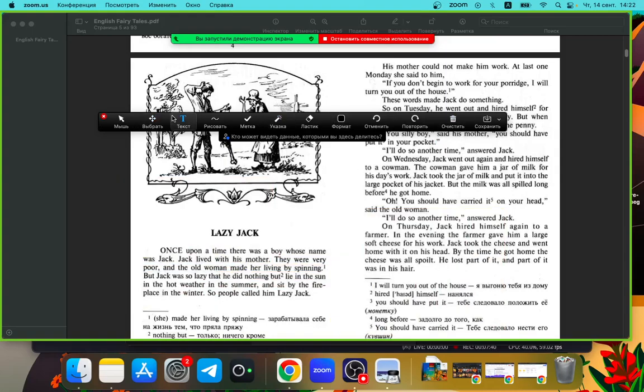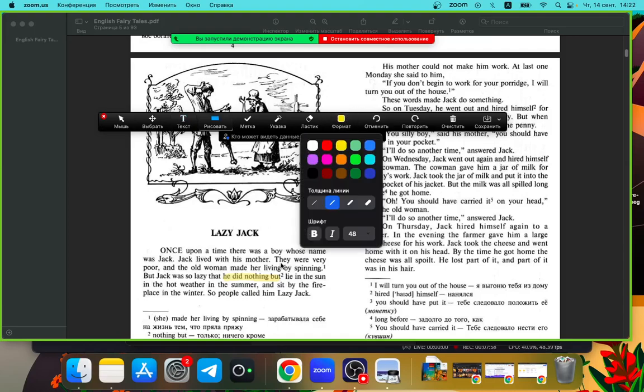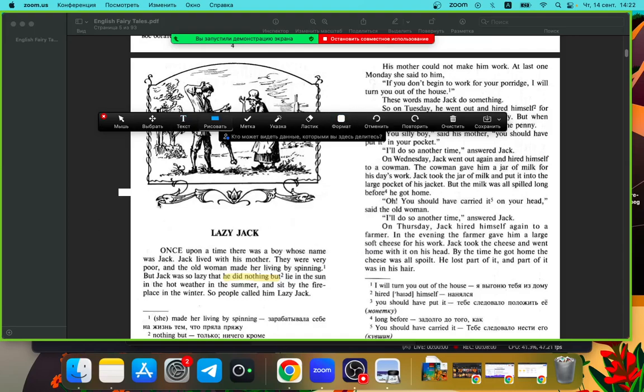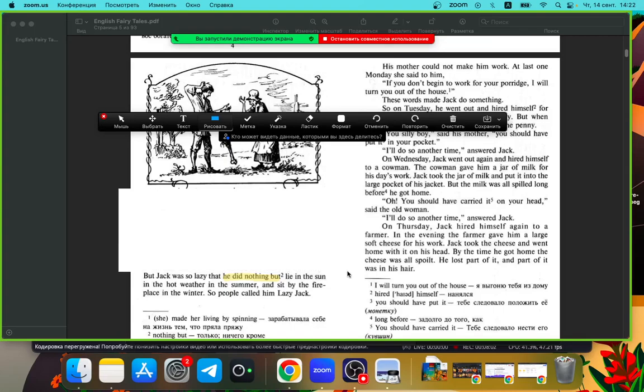Let's go on. He did nothing but. So she had a very lazy son, and he did nothing but lie in the sun in the hot weather. In the summer, just like this, you can write it. You don't really need everything. You have to write down a sentence that will help you to understand what it means. He did nothing. He was lazy. He did nothing but lie in the sun.